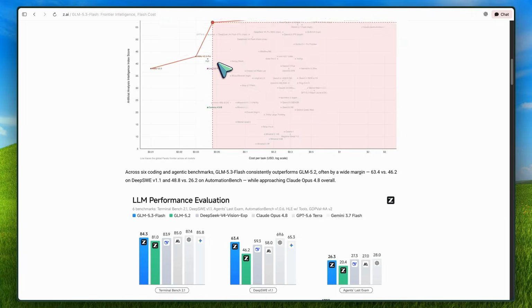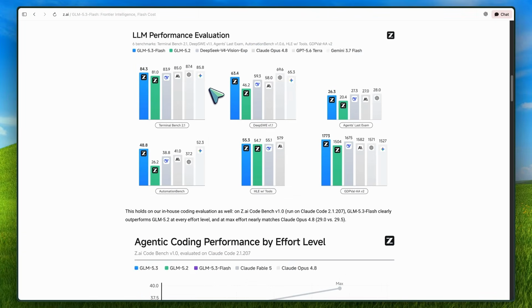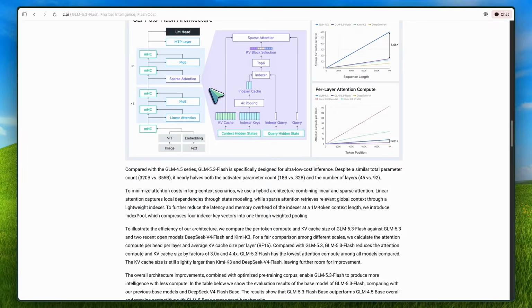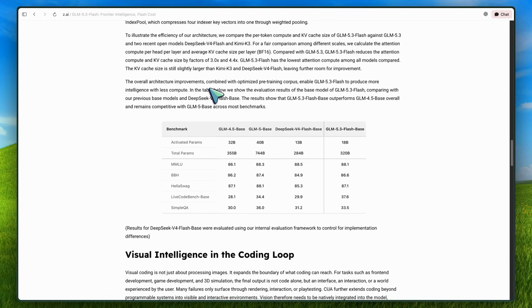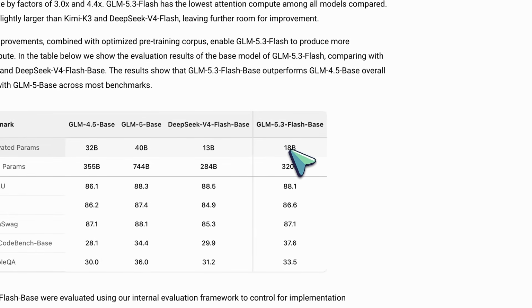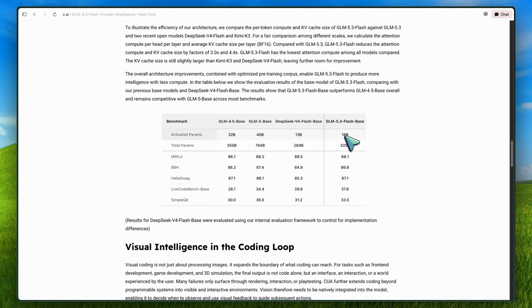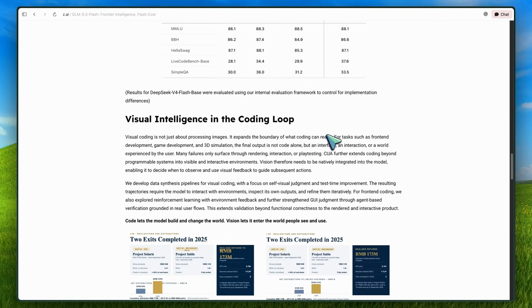Now, the MOE design is the only reason local inference is even possible here. Your machine needs to hold all 320 billion parameters in memory, but it only computes with 18 billion per token. So the whole game is about memory capacity, not raw compute. If you can fit it, you can probably run it at a usable speed. So, how much memory does fitting it actually take?